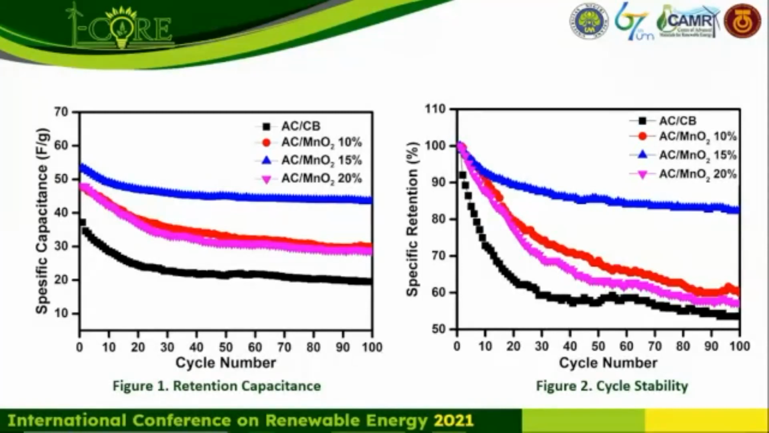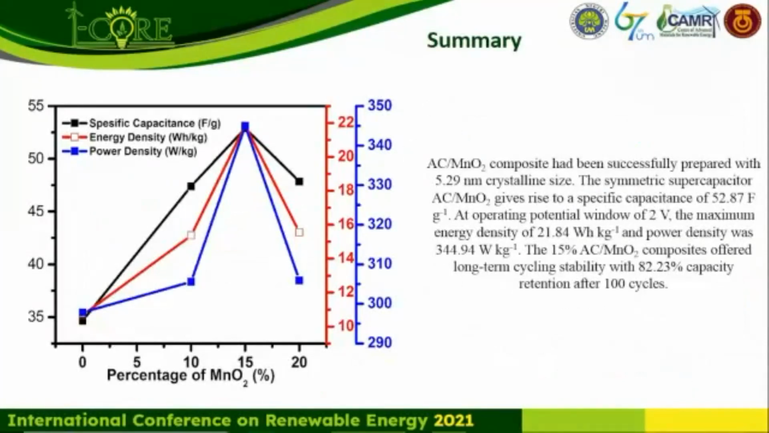The optimized electrode provided excellent electrochemical stability, promising for high energy density supercapacitors. In summary, the AC/MnO2 composite had been successfully prepared with 5.29 nanometers crystalline size. The symmetric AC/MnO2 supercapacitor gives rise to a specific capacitance of 52.87 farad per gram.